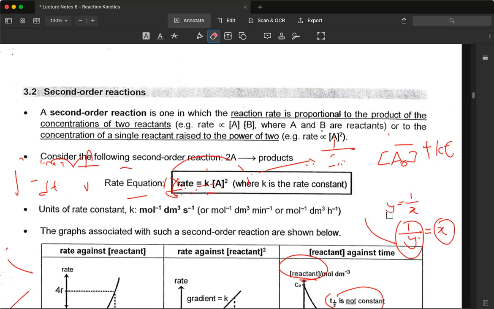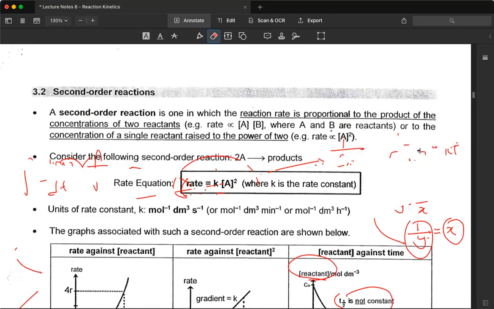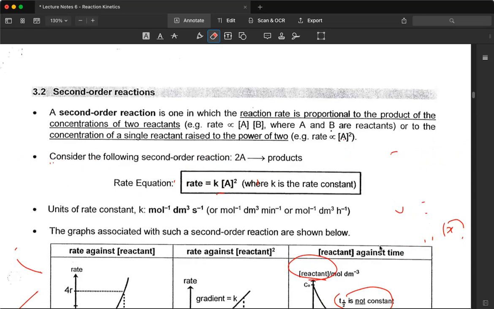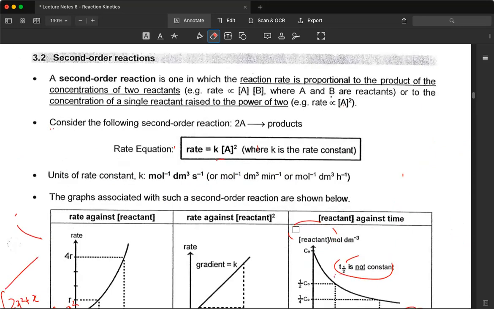So what is second order now? We have done with first order and what half-life is. We move on to second order. Second order is one in which the reaction rate is proportional to the product of the concentrations of the two reactants. So it is directly proportional to both A as well as B.